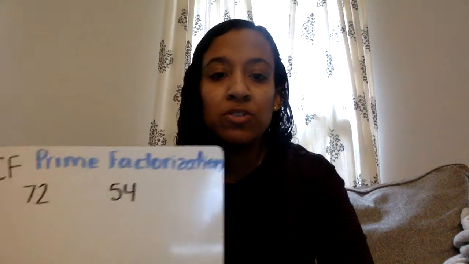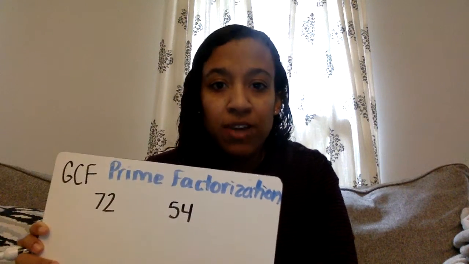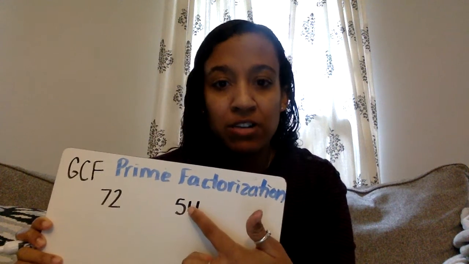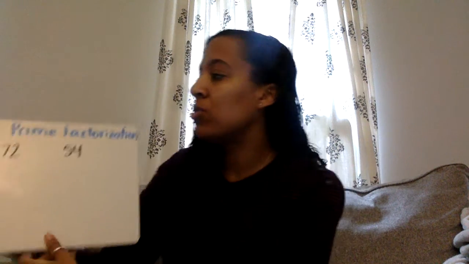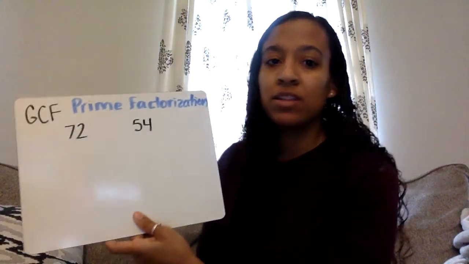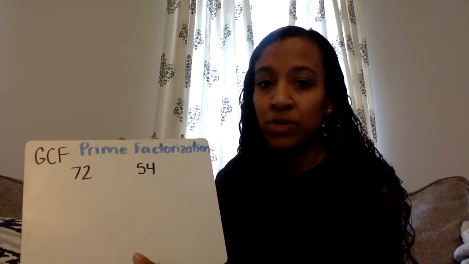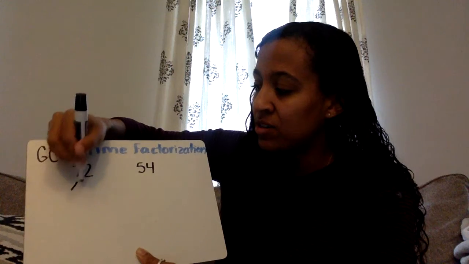So today we're going to review some strategies for finding the greatest common factor and the least common multiple. The strategy we're going to use today is prime factorization. This is particularly helpful when we're finding the greatest common factor or least common multiple of larger numbers. We're going to find the prime factorization, which means we're going to find factors of our two numbers, and we're going to keep factoring until we're left with all prime factors.